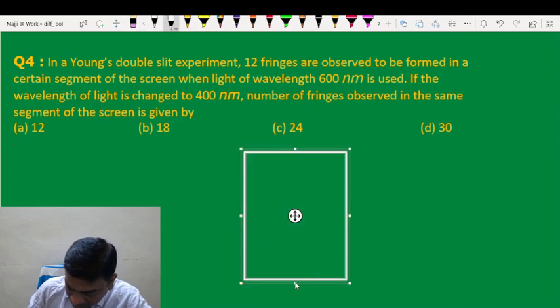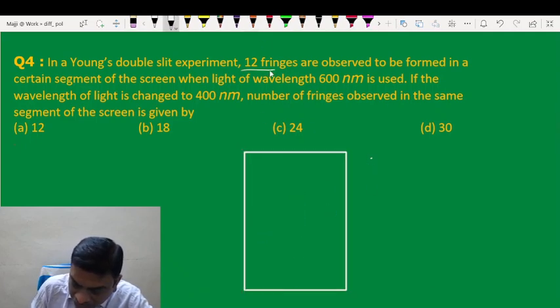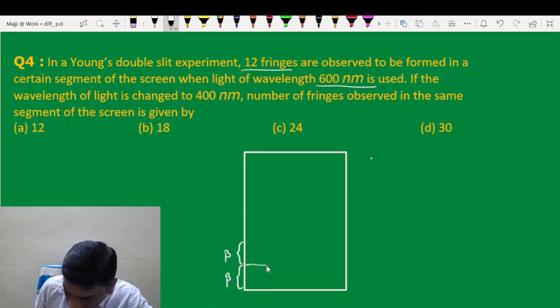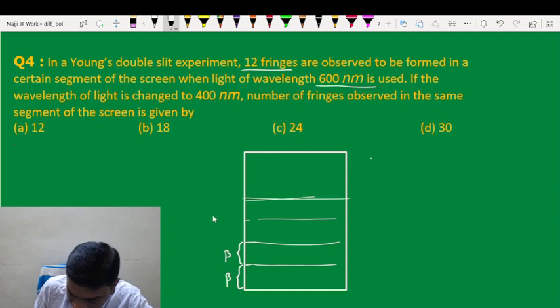Okay, suppose this is the screen. Now it is given that 12 fringes are found when light of wavelength 600 nanometer is used. Now suppose this is one fringe width, then this is another fringe width. So this is one fringe width, this is another fringe width, and so on. So this way, let us say the width of the screen is B.